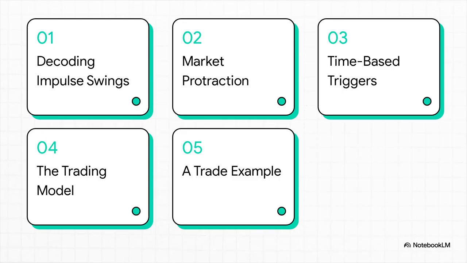So, here's what we're going to cover in this video. We'll start with the basics, decoding those impulse price swings. Then, we'll get into something called market protraction. After that, we'll look at the key time-based triggers. This is super important. We'll combine those two ideas, and finally, we'll walk through a practical trade example to see how it all fits together.